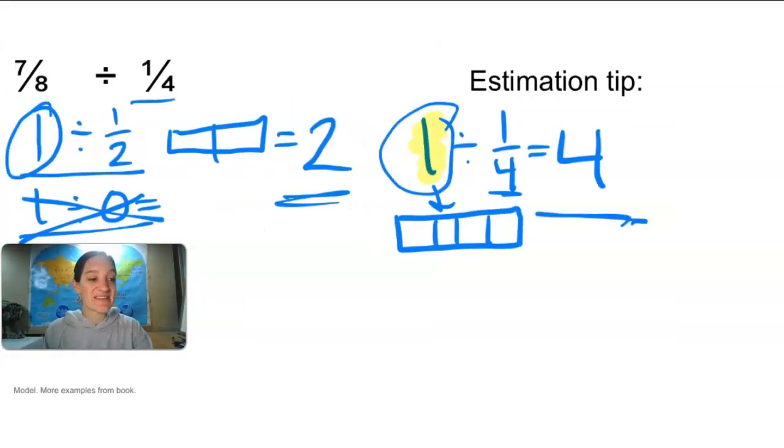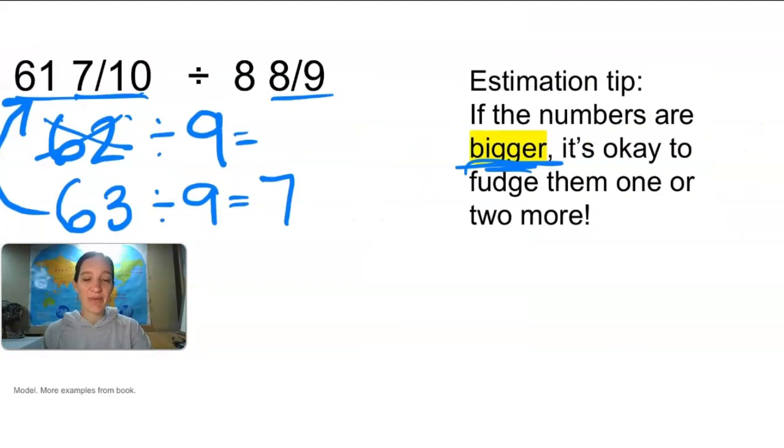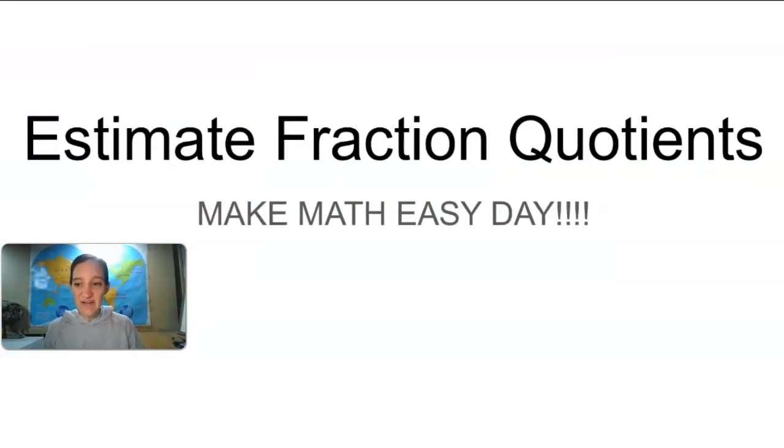In a problem like this, where we have two small numbers, it's not okay to be like, oh, let's say that's 8. Yeah, that's 2, right? Those aren't friendly. Those aren't compatible with 7/8 and 1/4. But bigger numbers, you can move them a number or 2 up or down. So that's it. That is how we estimate when we divide fractions. Take some practice. Make sure you make it easy. Find some friendly numbers that are still close, but very much more compatible to work with than fractions and the numbers that you are given.